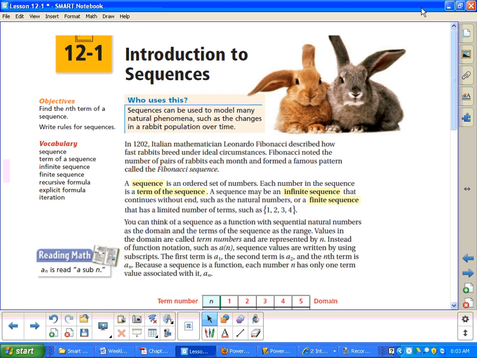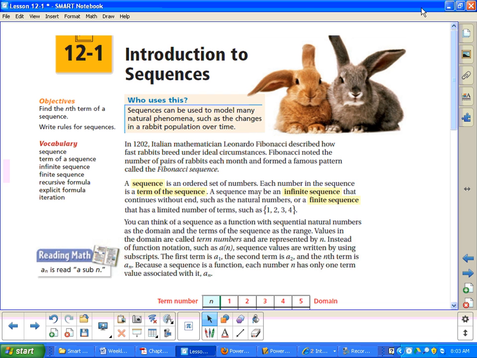All right, so chapter 12 is about sequences and series. And in this first lesson, we're going to talk about just an introduction to sequences. So we're going to talk about what they are and then how we can find them and write rules for them.